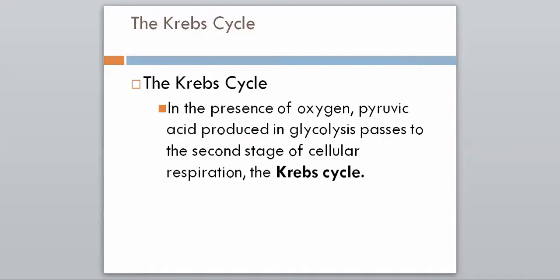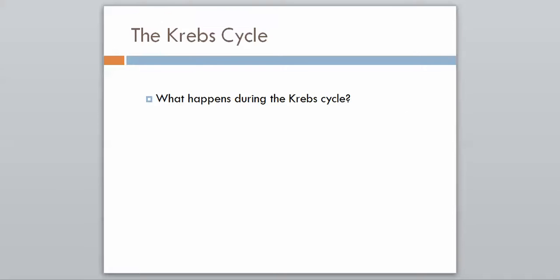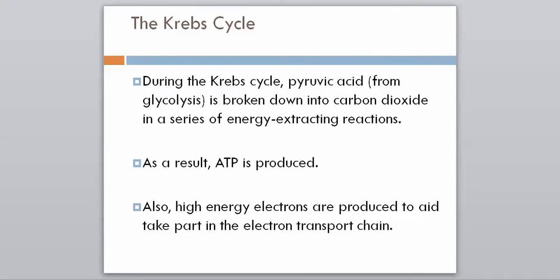So for the Krebs cycle, in the presence of oxygen, pyruvic acid produced in glycolysis passes to the second stage of cellular respiration, or the Krebs cycle. If you remember, we said that glycolysis took glucose and broke it in half to form pyruvic acid, and this pyruvic acid now is going to be passed into the mitochondria, because remember we started out in the cytoplasm, and now it's going to enter the Krebs cycle. And so what exactly happens during the Krebs cycle?